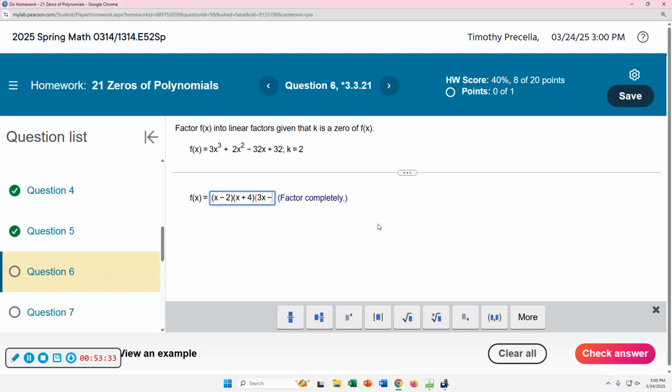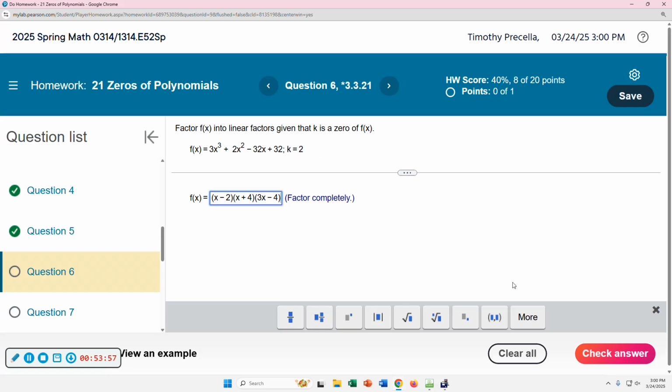So 3x minus 4. The order in which you type those parentheses doesn't matter, just like when you were factoring a trinomial. If you put 3x minus 4 first, that's fine. It's the stuff inside the parentheses that is important. My habit is to always put the one that goes with the k first, just because you found it first.